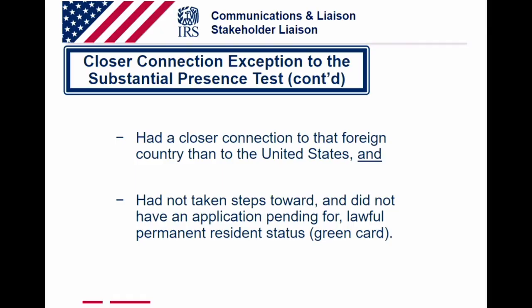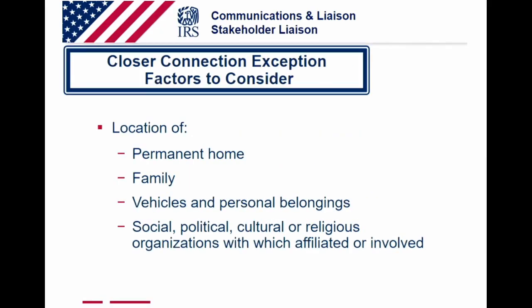Now, what do we mean by closer connection? Well, there are a number of factors that need to be considered in determining whether someone has a closer connection to a foreign country than they do to the United States. And some of those are listed here. Does this person have a permanent home? And if so, where is that located? Where does their family live? What about vehicles or other items that they own? Where do they keep those? What organizations are they involved in? And where are those located?